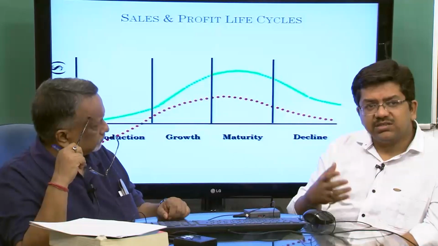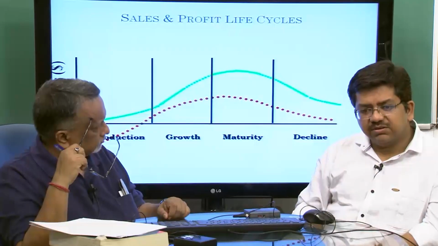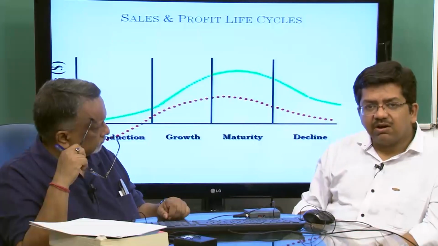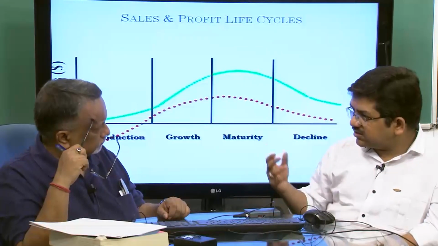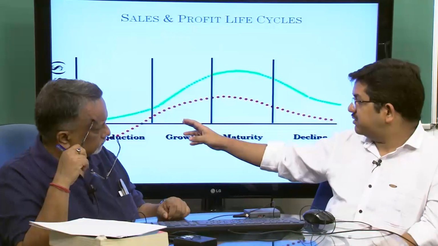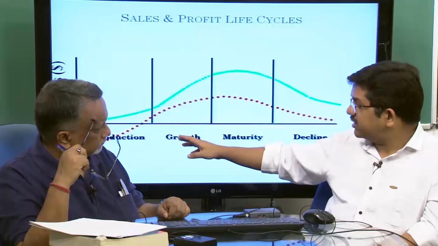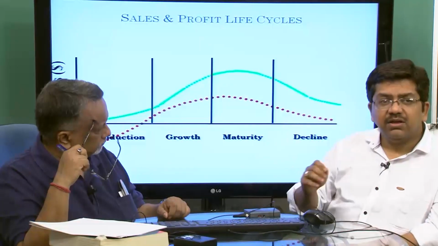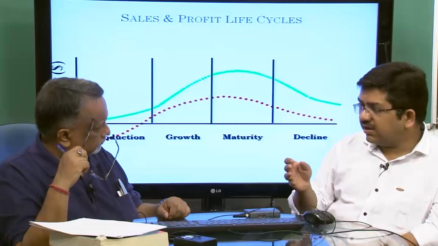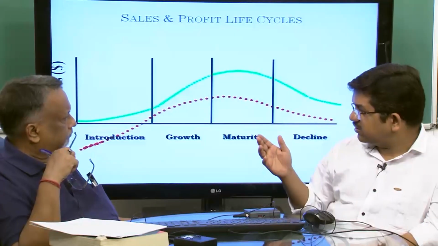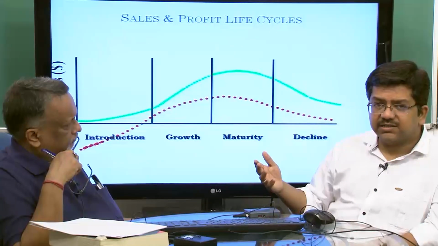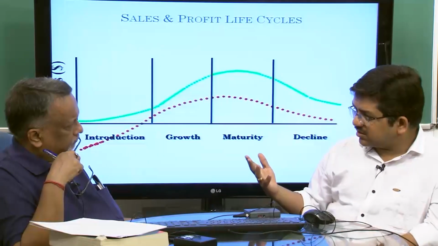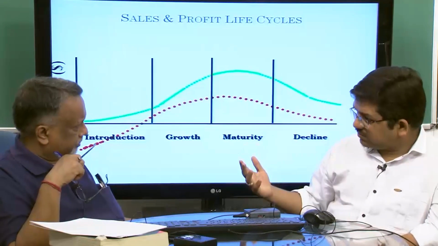And one has to understand, we have discussed during those sessions, how the marketing strategies need to change. Just for the sake of an example, one of the key objectives in the promotion at the introduction stage of the promotional strategy is that you need to educate the customers about product features.